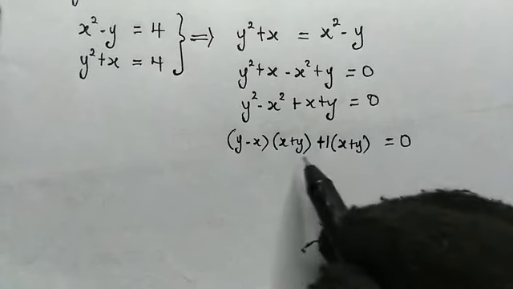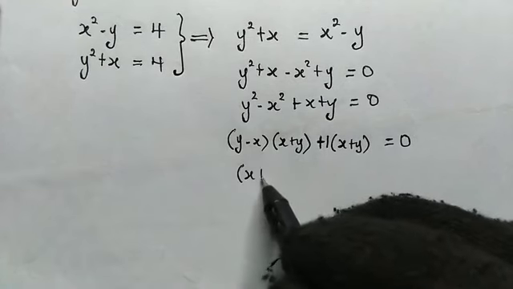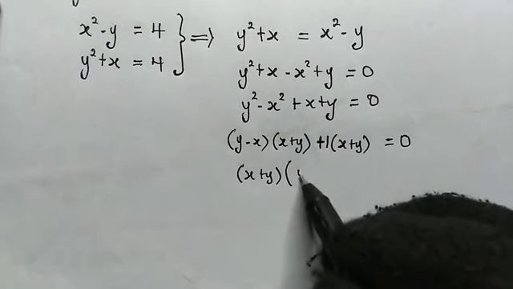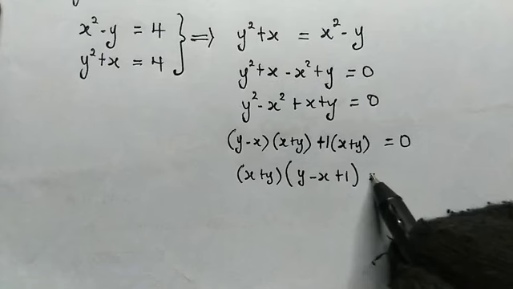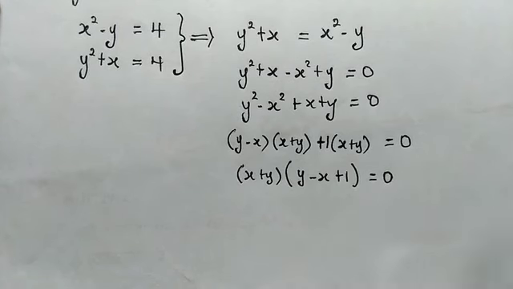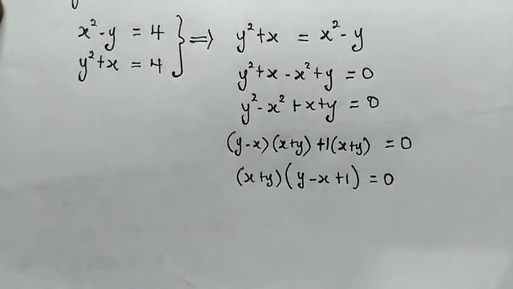Now from here, x plus y is common, so we factor it out. x plus y, then in brackets, this will be y minus x plus 1, and this will be equal to 0. Okay, now let us recall back.